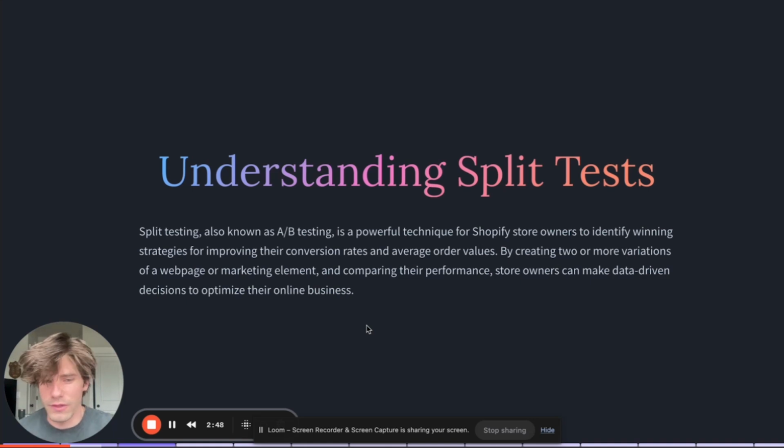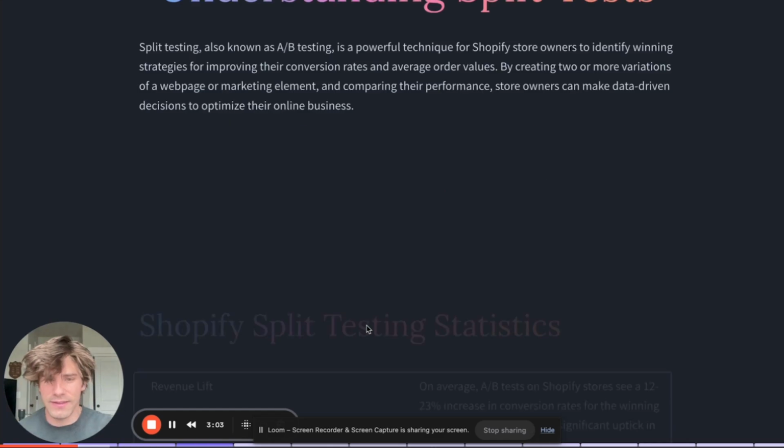We'll walk through all of this. We're going to walk through how I run split tests, how I create my hypothesis for every split test, how I measure all of that, some examples of winning split tests, and really just the whole shebang. So let's get into the next slide here.